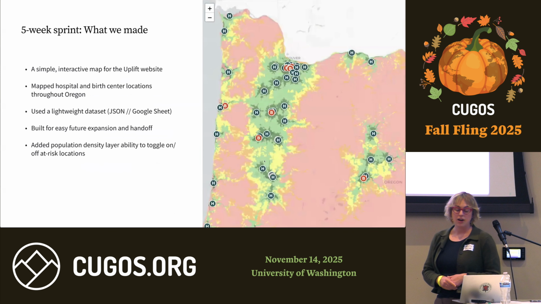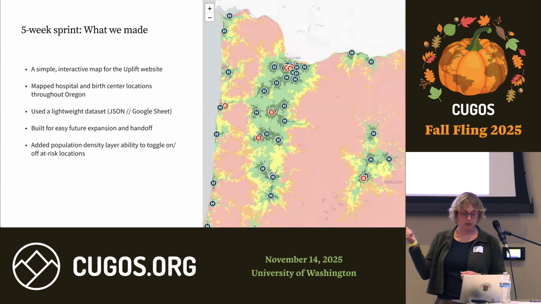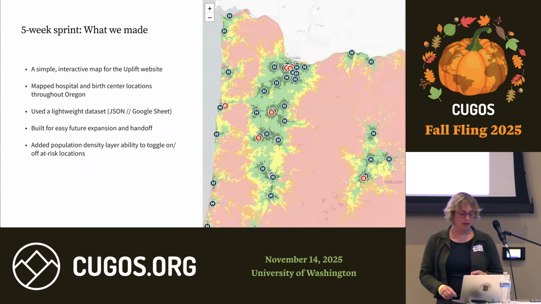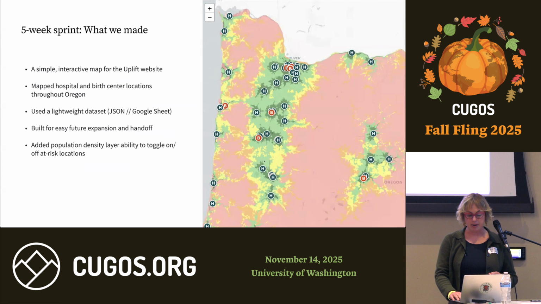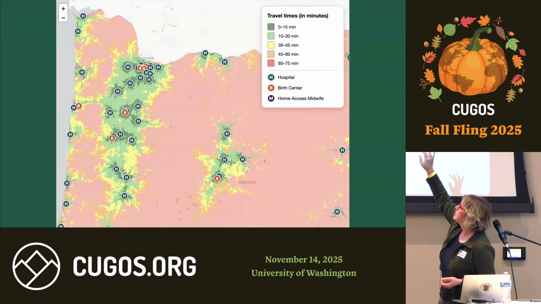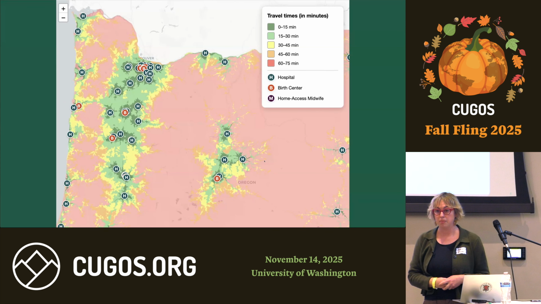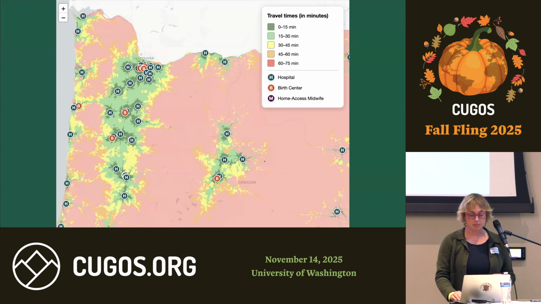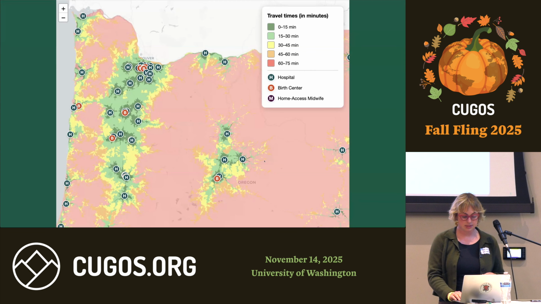So during the 5-week sprint, we made a simple interactive map for the Uplift Lab website. We mapped hospital and birth center locations throughout Oregon using publicly available data. And we built it just so that they could hand it off and use it again. We also added the ability to toggle on and off at-risk locations. So you can see the bigger map here with the legend. The home access midwives, we didn't have an opportunity to map that, but we wanted to look at that as a future opportunity for demonstrating how they could add further access.